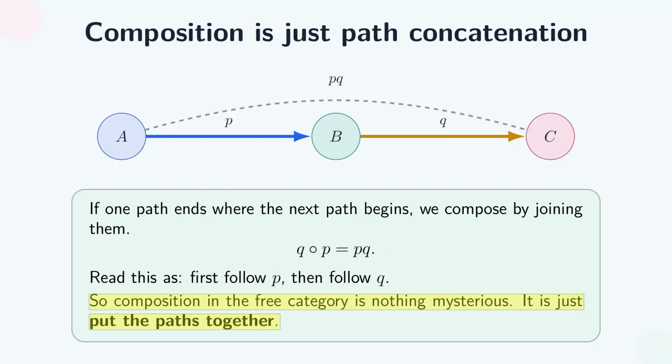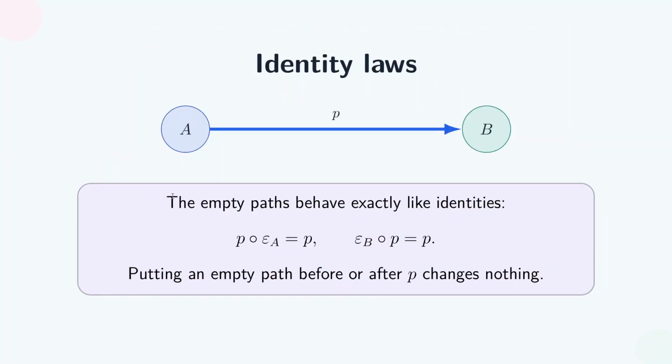Now let us check the identity laws. If the empty paths really are identities, then composing them with an ordinary path should change nothing. And that is exactly what happens. Suppose P goes from A to B. Then P composed with epsilon at A is still P. And epsilon at B composed with P is also still P. Why? Because placing an empty path before P adds no movement. And placing an empty path after P also adds no movement. The journey remains exactly the same. So the empty paths behave precisely as identity arrows should. This is why the free category really does satisfy one of the essential axioms of a category. The length 0 paths are not merely convenient symbols. They genuinely act as identities under composition.